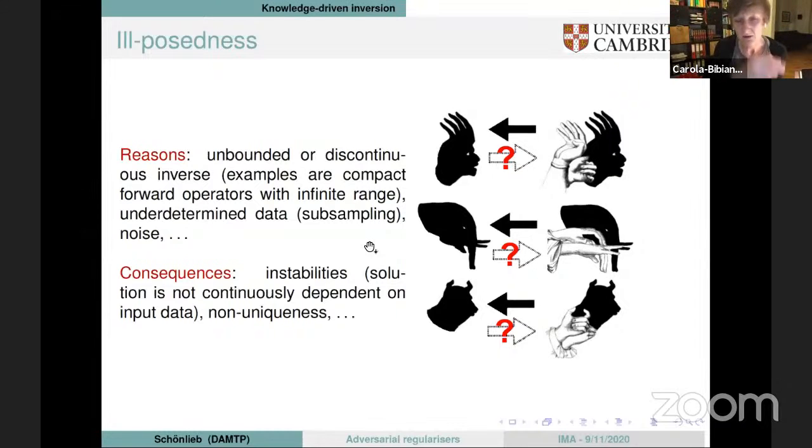And then there are also other examples. We will actually get to them. I shouldn't talk too much about it. But underdetermined data is another big reason why this is a problem. Underdetermined data coupled with the problem of noise. And the consequences are instabilities, non-uniqueness, and so on. And so these instabilities in particular, to not have this property that the solution continuously depends on the input, is something that is bothering us and that we want to correct, so that we need approaches that guarantee that.